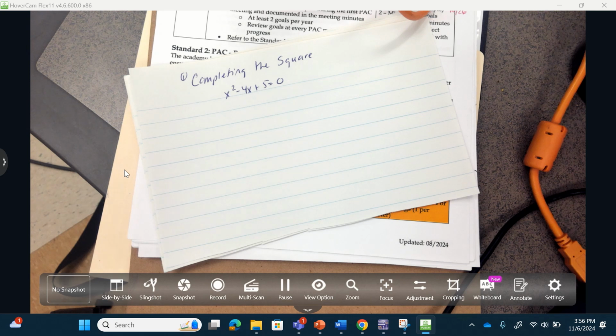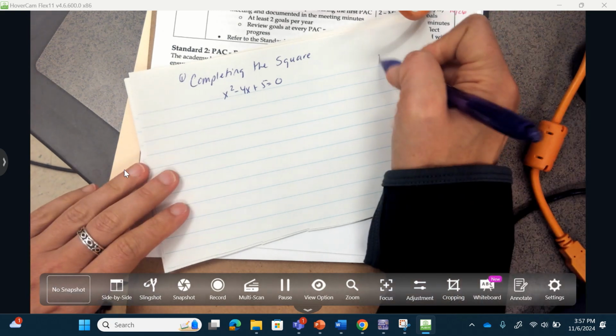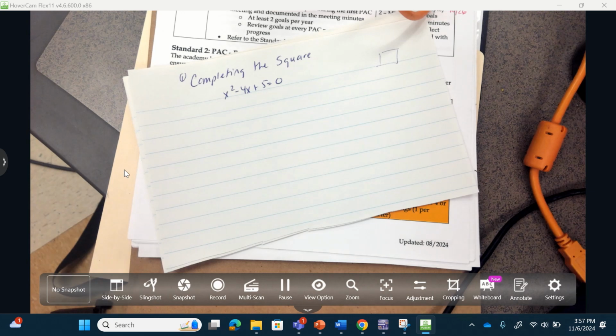There are some neat things you can do with algebra tiles that show where the name completing the square came from. You're actually physically making a square with your algebra tiles, which is really neat, but beyond the scope of this video.